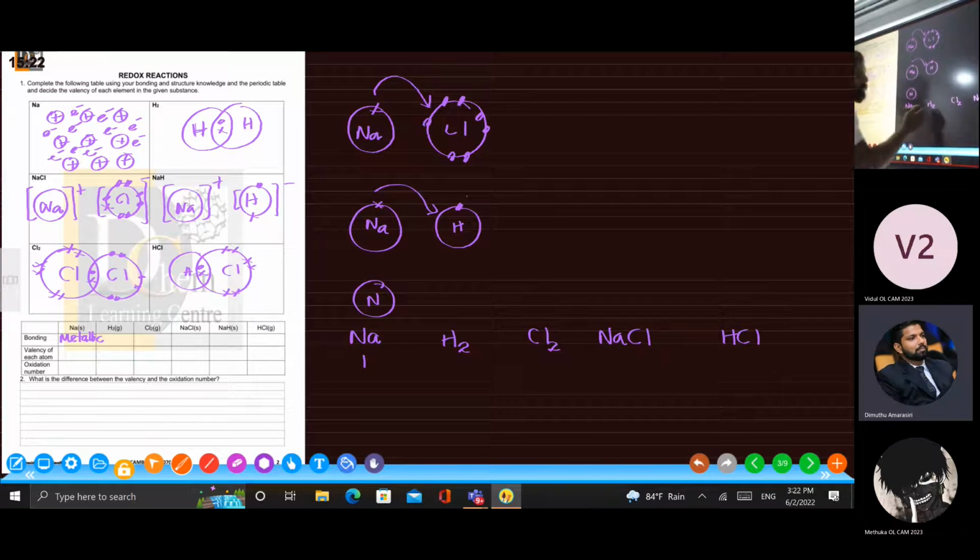Hydrogen, what's the valency? 1. Why is it 1? Hydrogen has only 1 electron, and it's going to contribute 1 electron for the bonding. What about chlorine? 7 electrons are there in the last shell, but it is going to contribute only how many electrons for the bonding? 1 electron for the bonding, right? So then it's going to be 1.